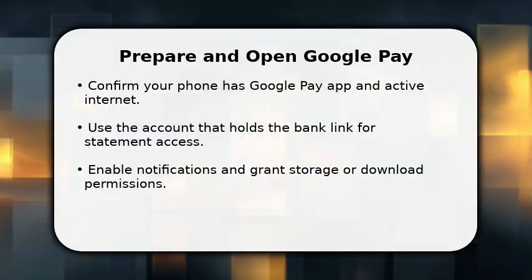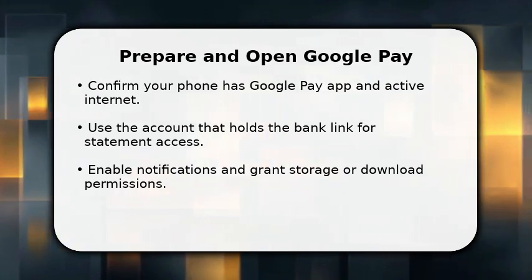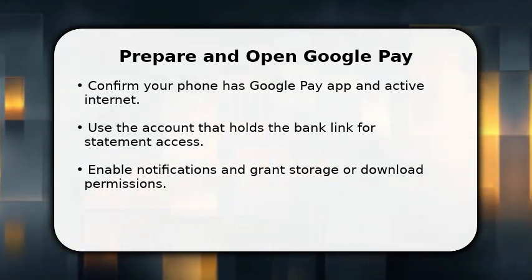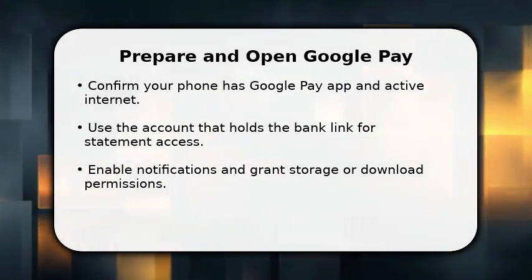You start by opening Google Pay and signing into the exact Google account linked to your bank. Once done, go to the Profile or Cards and Accounts section. This is where linked bank accounts appear.